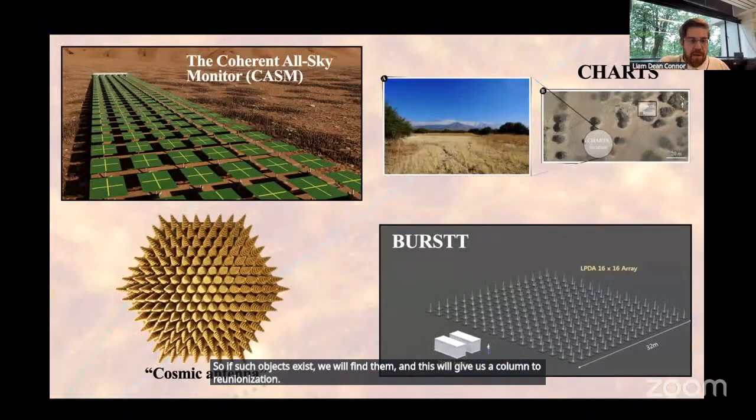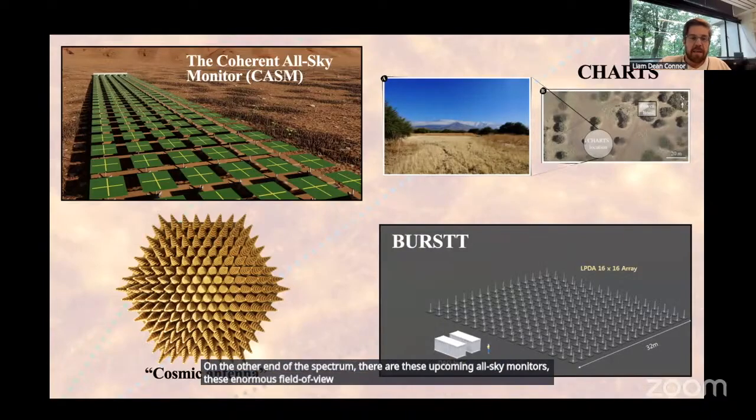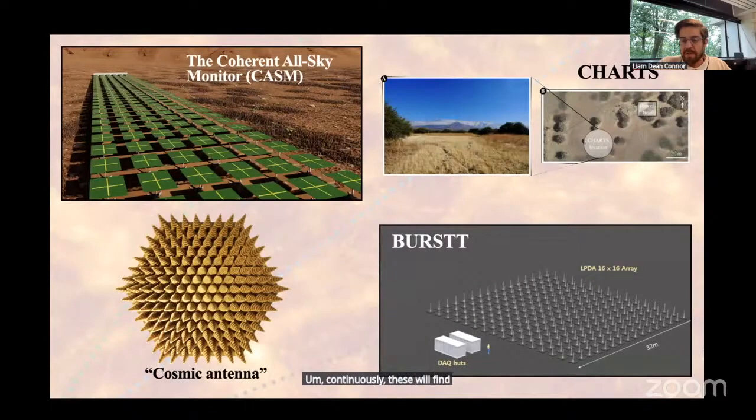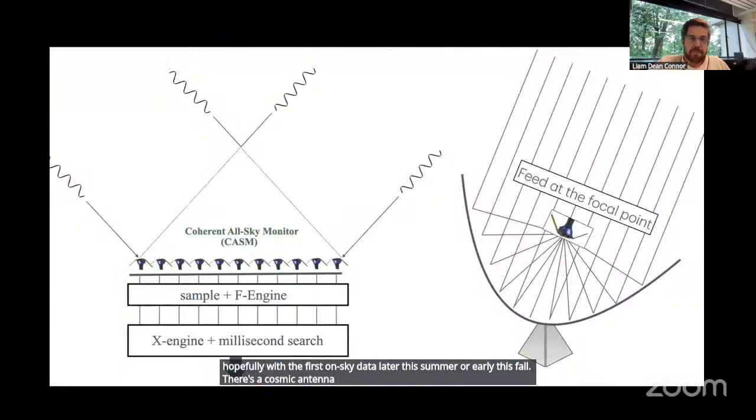On the other end of the spectrum, there are these upcoming all-sky monitors, these enormous field of view aperture arrays that can see thousands or 10,000 square degrees continuously. These will find local universe events. Of course, the one that's trailblazing is BURST, but there's also CHARTS, which will be built in Chile. We are building the coherent all-sky monitor, or CHASM, at OVRO, hopefully with the first on-sky data later this summer or early this fall. There's a cosmic antenna in China.